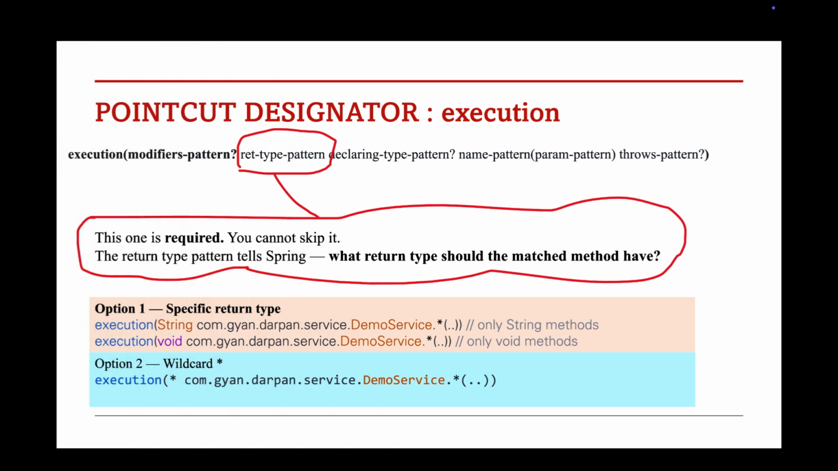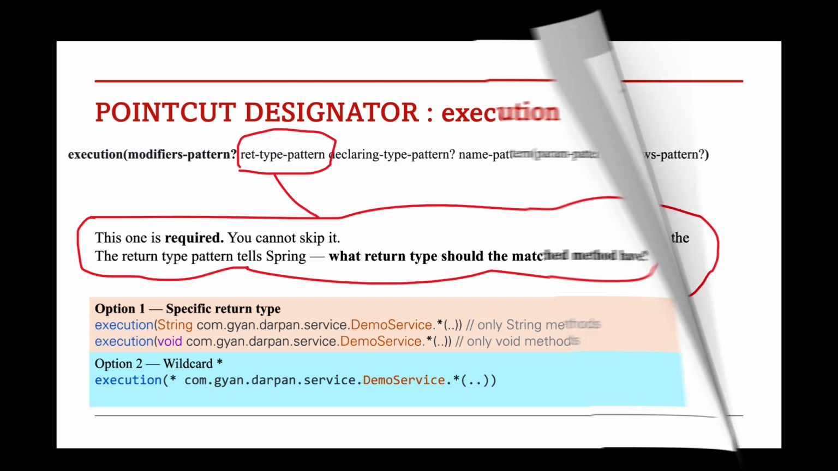Option 2, wildcard star. You use asterisk to match any return type, string, void, int, employee, everything. This is the most commonly used option in real applications, because in most cases, you want to intercept methods regardless of what they return. This is very important. In almost every real-world pointcut you will ever write, you will use asterisk for the return type. It keeps your expression flexible and prevents it from breaking when return types change. One more important point, in my example, the modifier is already omitted.